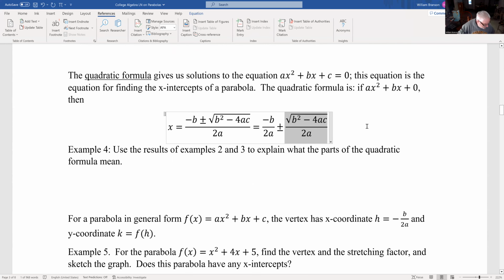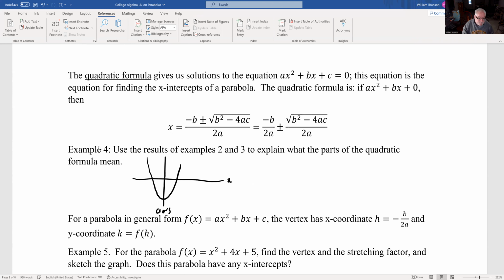When we look at examples 2 and 3 above, what we got in both cases was a parabola that had an axis of symmetry. An axis of symmetry, and a parabola and an x-axis. So maybe the y-axis is over here somewhere. So where are the x-intercepts?